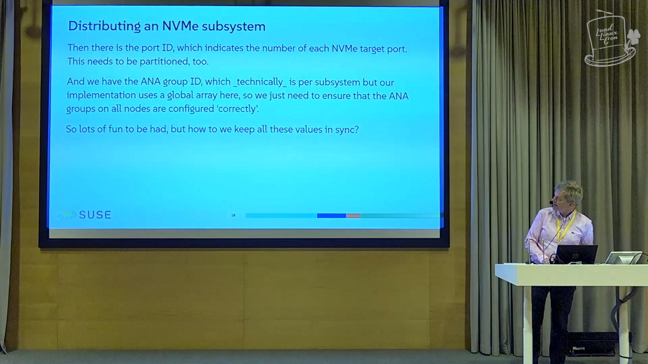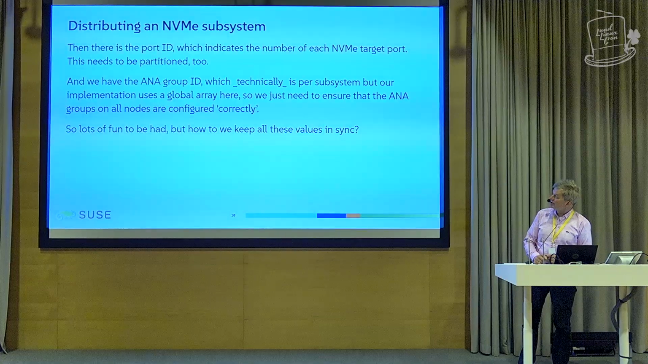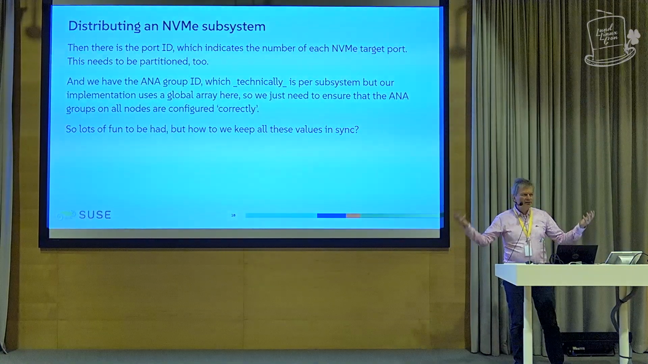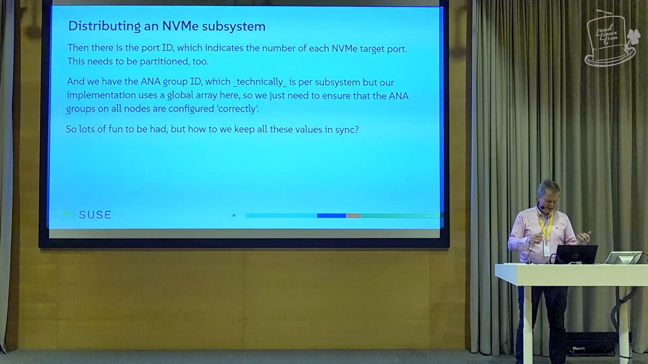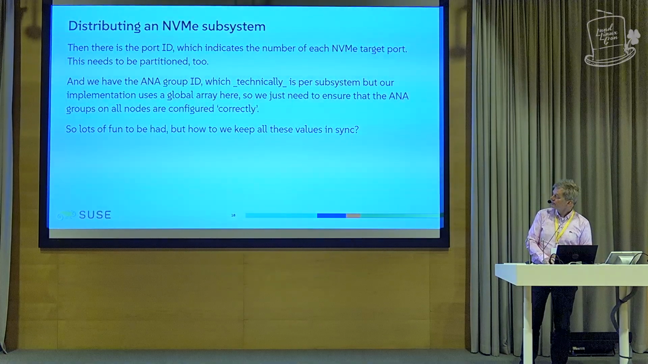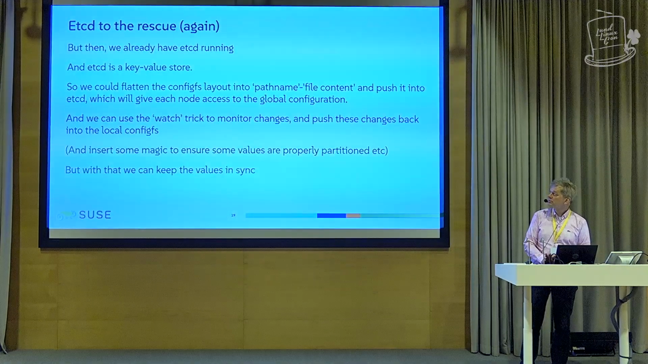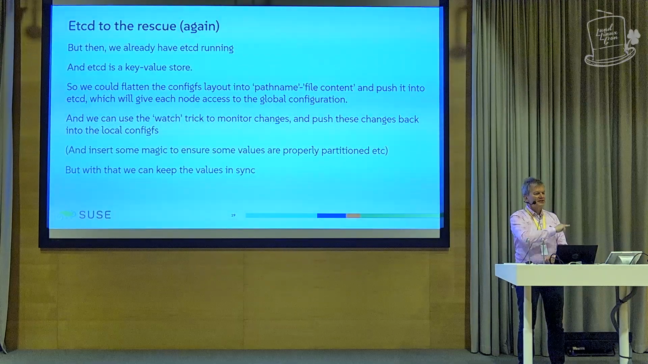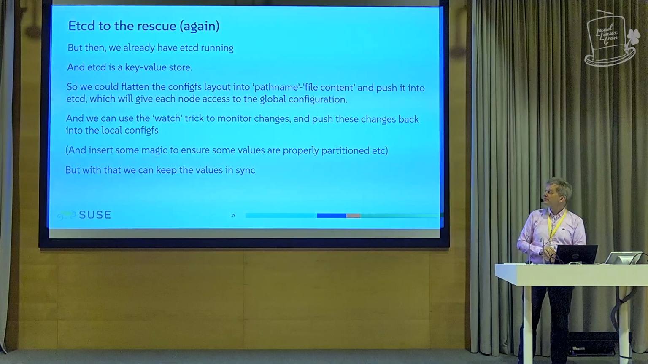And there are some other things, like port IDs, which is one of these really annoying things, and the ANA group ID, which technically also needs to be unique per subsystem, but we decided to keep it globally unique, so suddenly I have a globally unique value which I need to care about. Okay. And all of this needs to be synchronized across all nodes in the cluster. But then we have etcd, which, remind me again, is a distributed database, so we can store data in it.